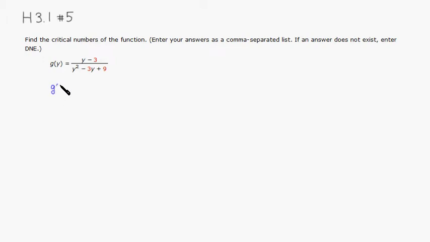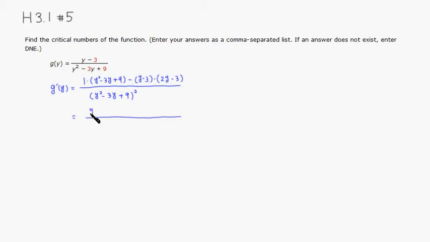So g prime of y is equal to, we square the bottom: the quantity y squared minus 3y plus 9, squared. Then the derivative of the top is 1 times the bottom, so y squared minus 3y plus 9, minus y minus 3, and then multiply by the derivative of the denominator, so it's 2y minus 3. Then the denominator looks okay, but we can probably simplify the top.